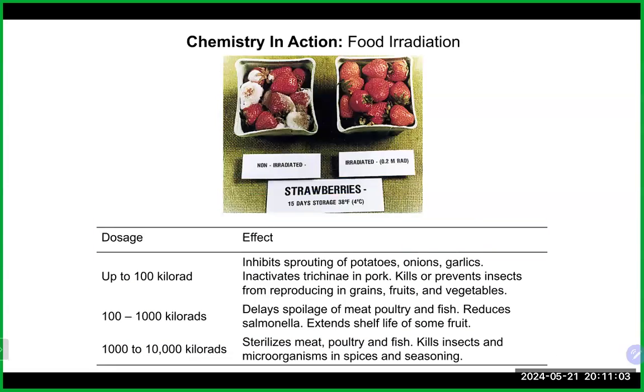Those are strawberries. It's lovely. It's good. Any questions on that there?